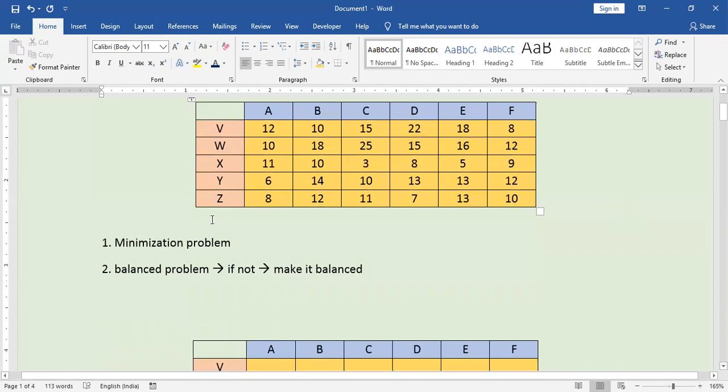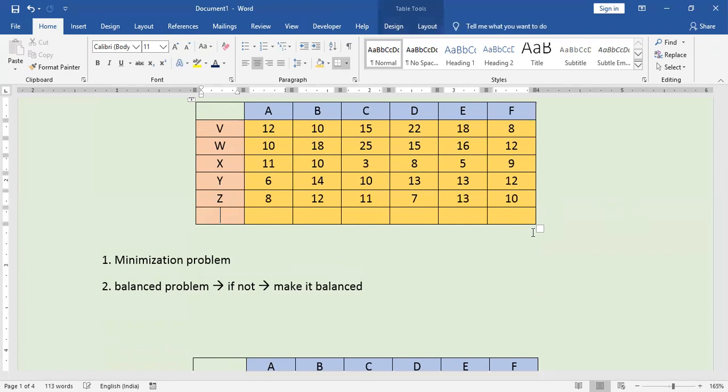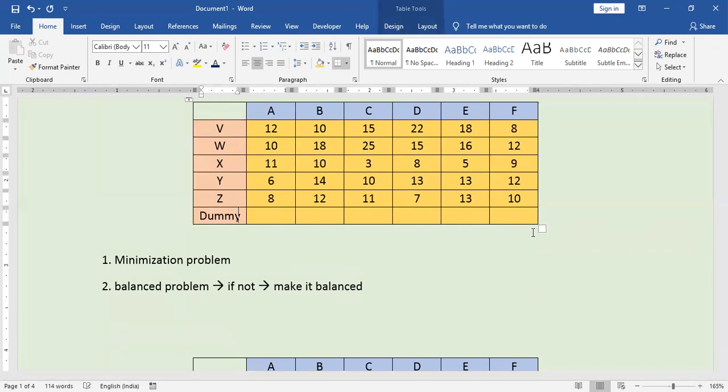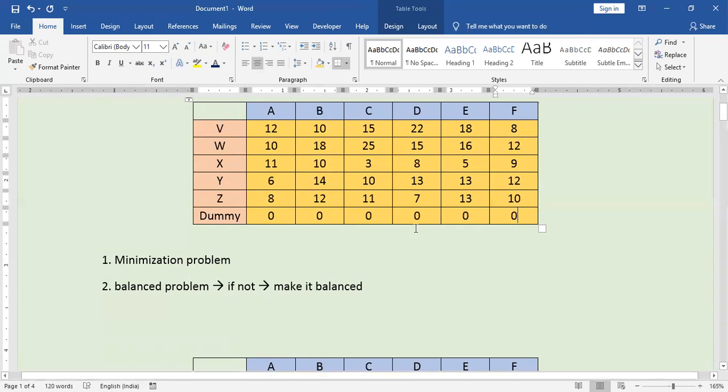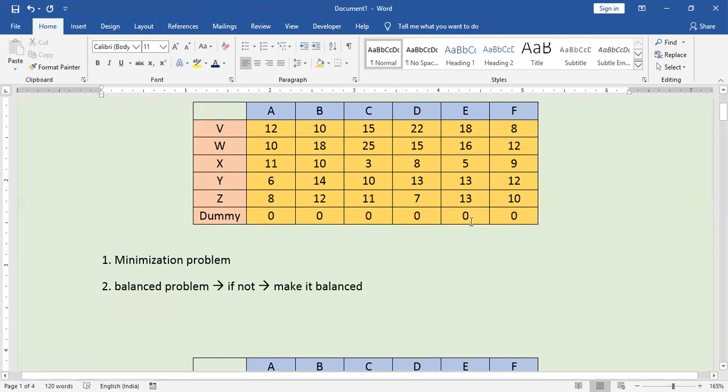That means I'm going to add another row. That row is known as dummy, D-U-M-M-Y. And the cost of the dummy is zero, zero, zero, zero, zero. Right. So now it is balanced, and because the cost is zero, the distance is zero, so it doesn't matter. It will not affect the total travel distance. That is why I take the cost as zero.